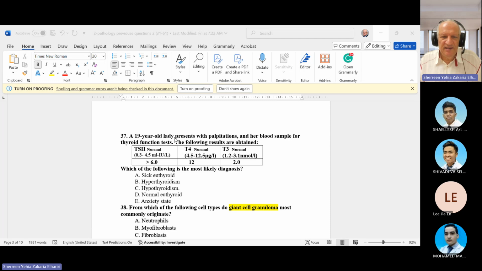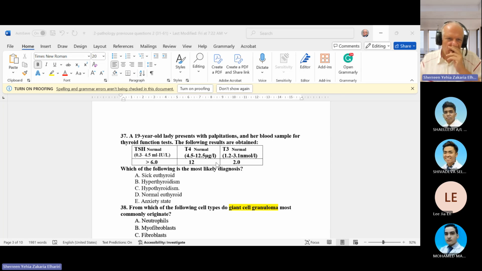A 19-year-old lady presented with palpitation. It is important to know that palpitation is not specific to thyrotoxicosis. It can occur in thyrotoxicosis and also in hypothyroidism. The blood sample for thyroid function is as follows. TSH is more than 6, so it is high. T4 is 12, which is normal. T3 is normal.